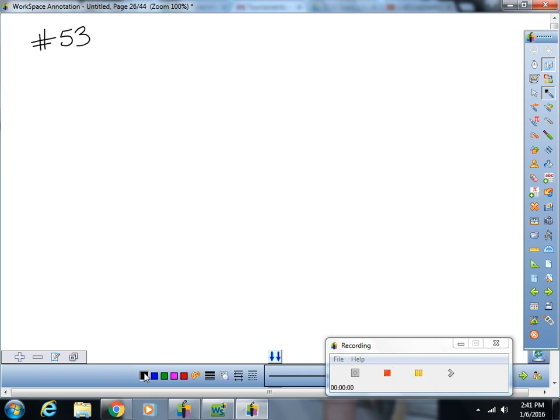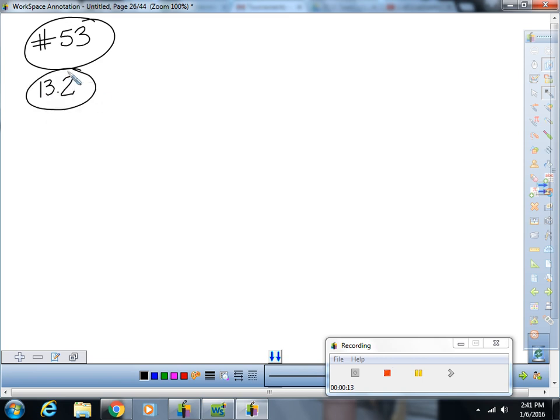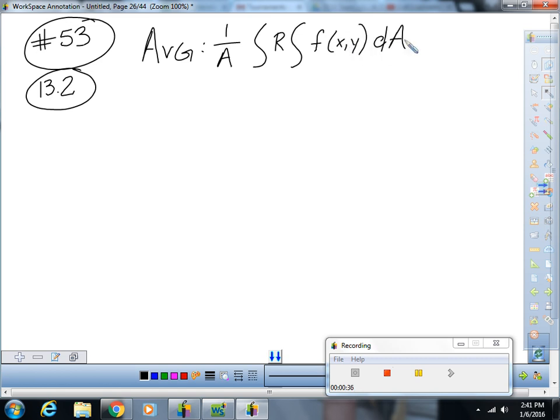This is number 53 from section 13.2. It says, find the average value of the function over the region, and the average value is equal to 1 over A times the double integral of the function dA. In this particular problem, number 53, our function, or our z, is simply f of x comma y equals x, or z equals x.